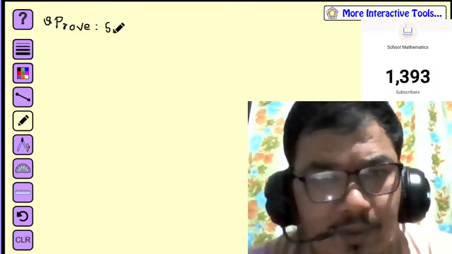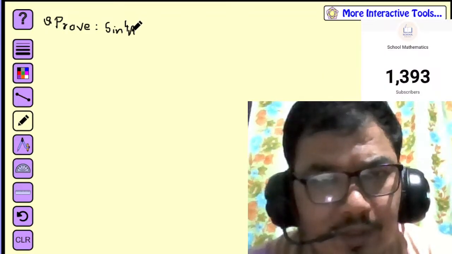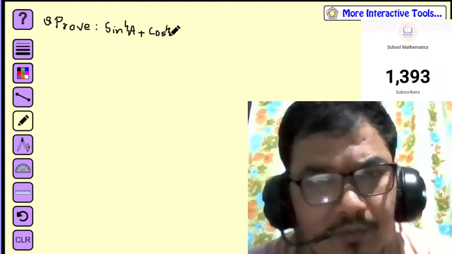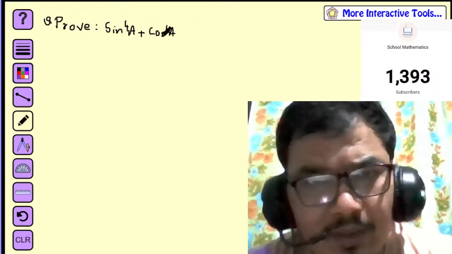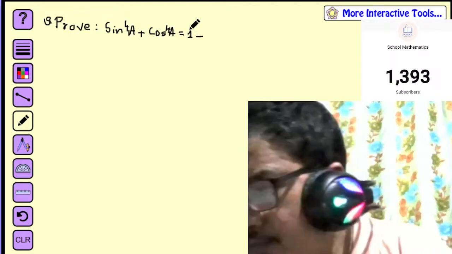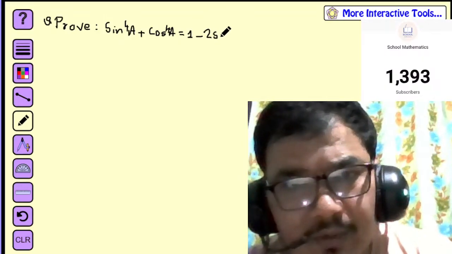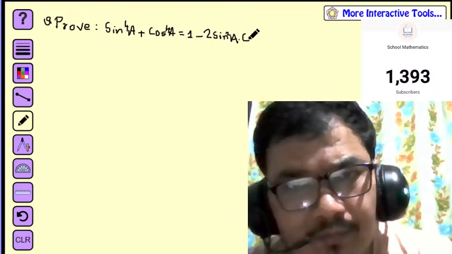Here is given sine power 4a, right? Power is 4a, and the next term is cos power 4a. Okay, this is our left hand side, and the right hand side is 1 minus 2 sine square a into cos square a.